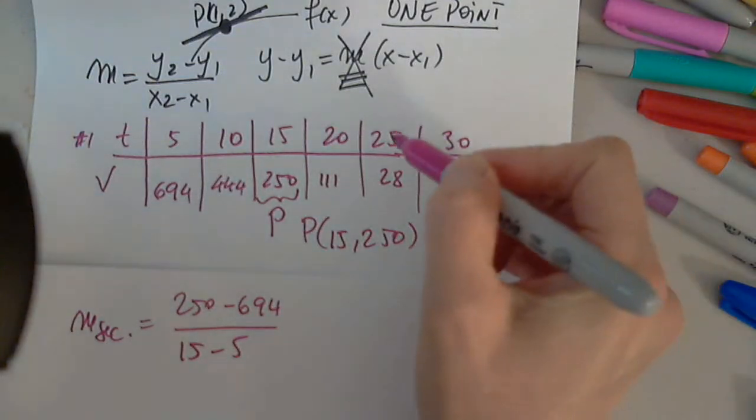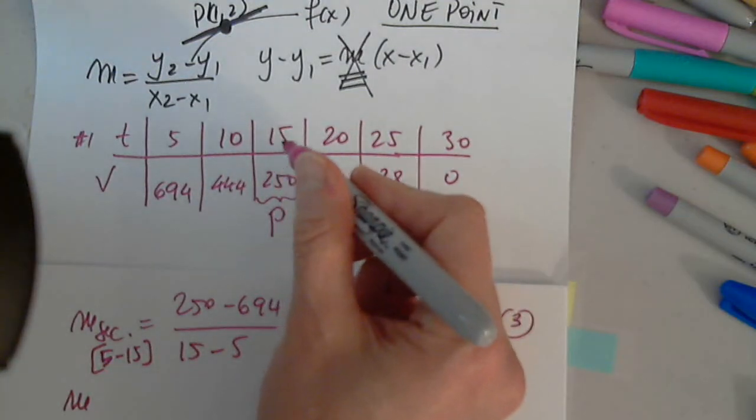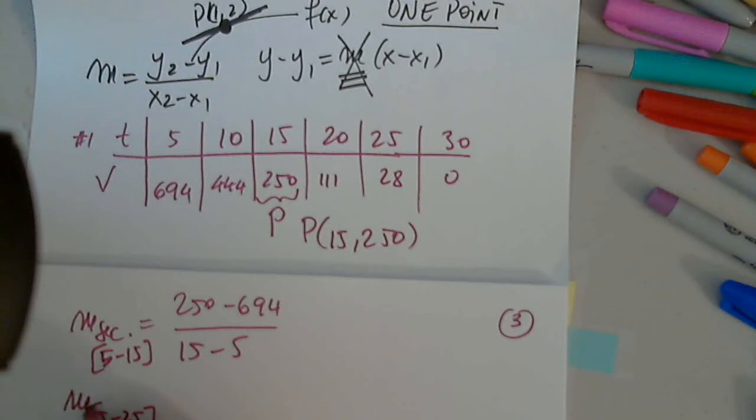So let's do the 25. So this was between 5 and 15, and the other one between 15 and 25. So it will be y2 minus y1 over x2 minus x1, 25 minus 15. Is this okay with everyone? Yes. Okay. So all I have to do now is plug these numbers in.